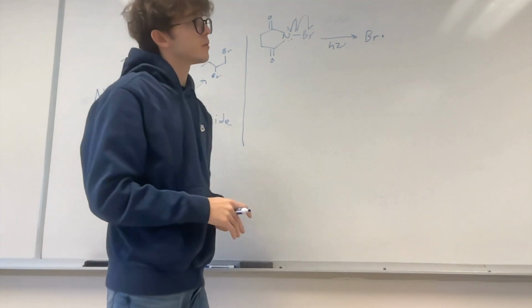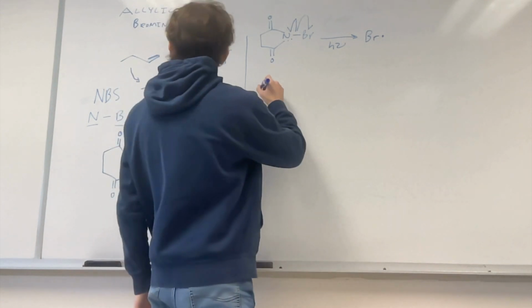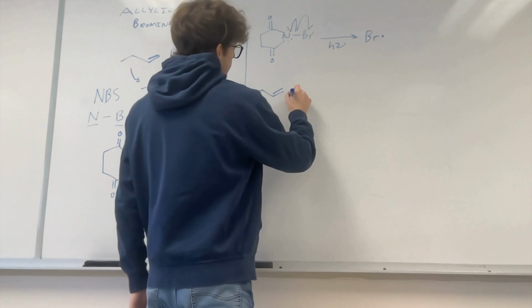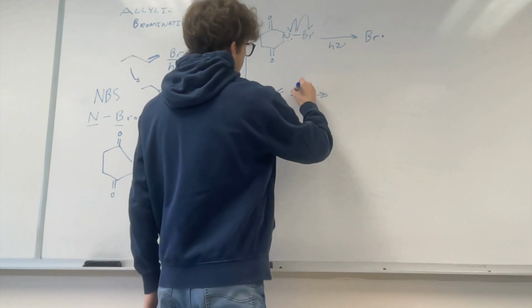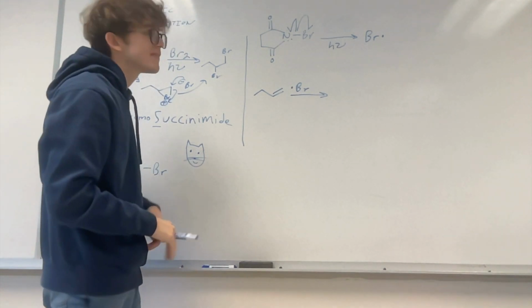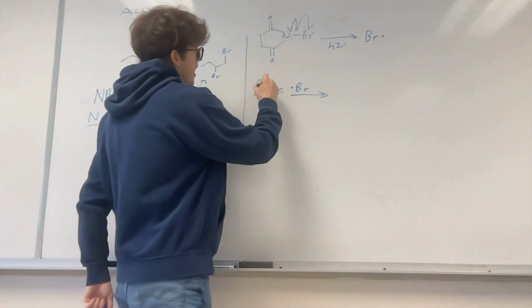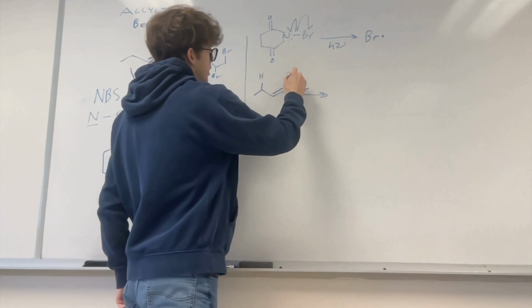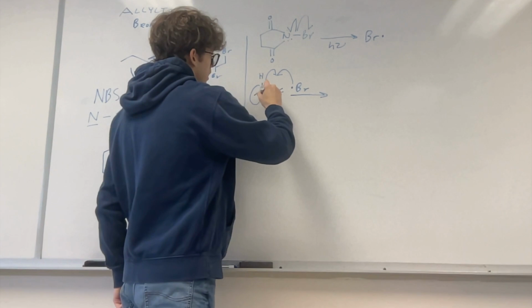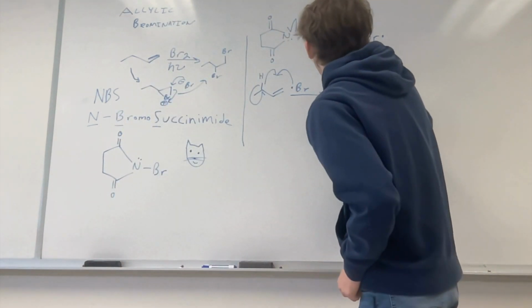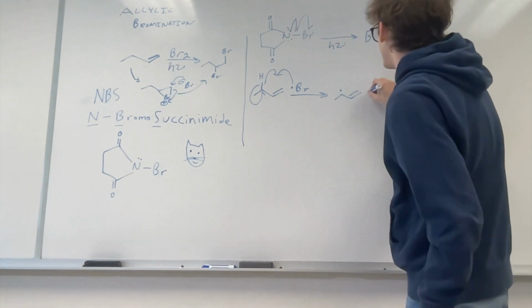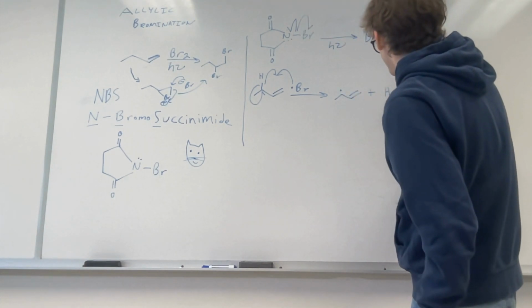Now what happens? Well, let's say we have our alkene, and we have a bromine radical. Is the bromine radical going to react with the alkene? No, it's not. It's going to react with the hydrogen in the allylic position because it's the most reactive one. It's going to form a radical alkene, and we're also going to get hydrobromic acid.